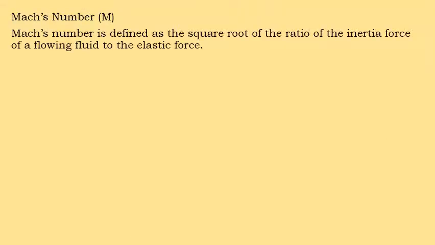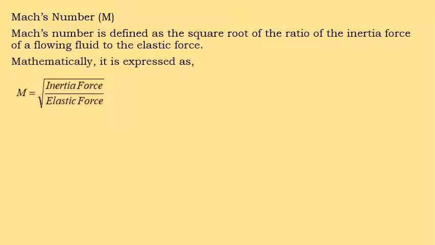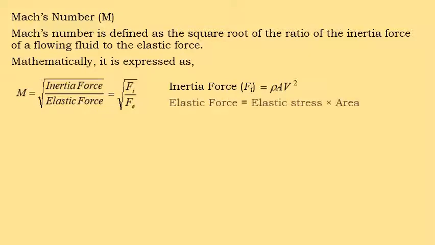The next one, Mach number, denoted by M. We already discussed this topic in compressible flow. The Mach number is defined as the square root of the ratio of inertial force of flowing fluid to the elastic force. Mathematically, it is the square root of Fi by Fe. Inertial force we know is rho A v square.